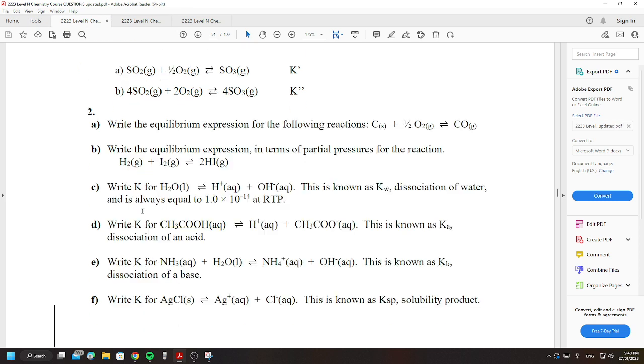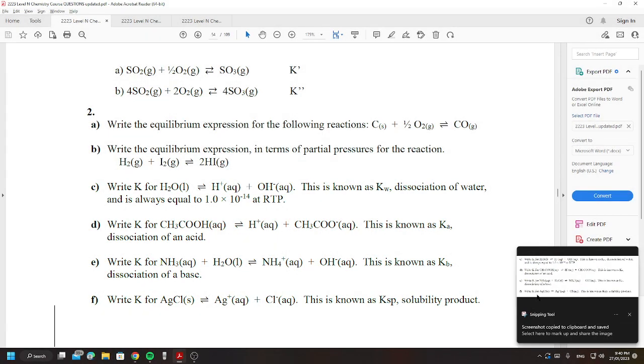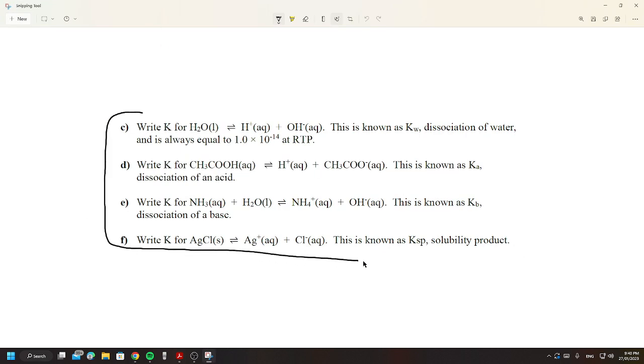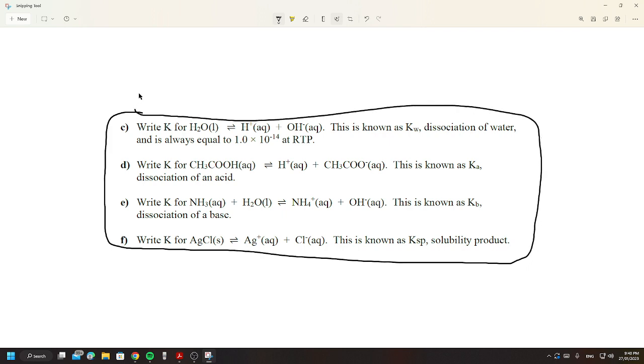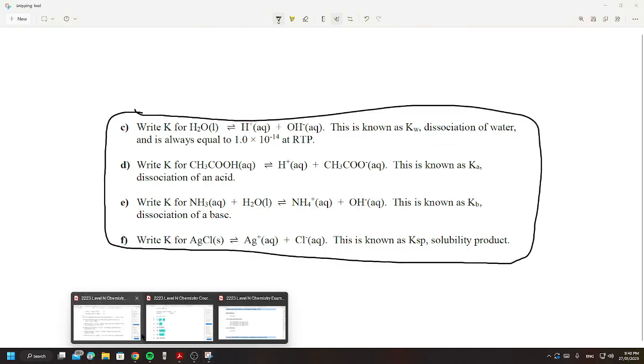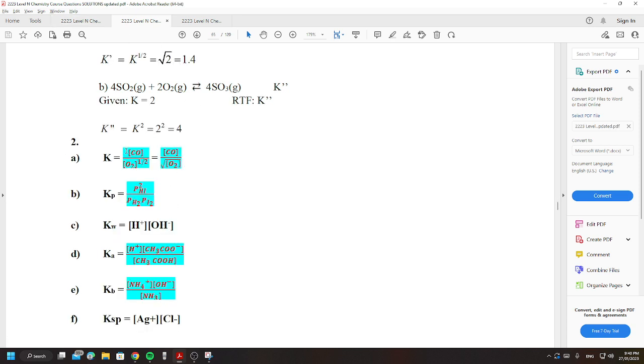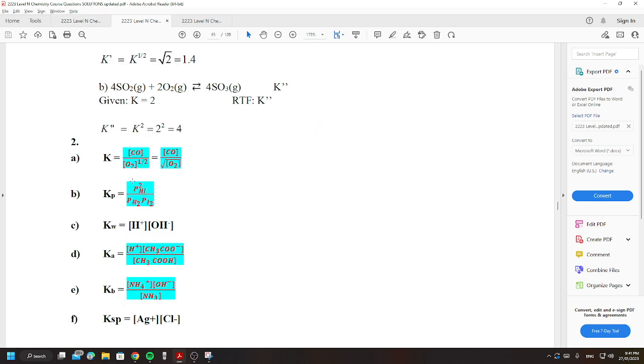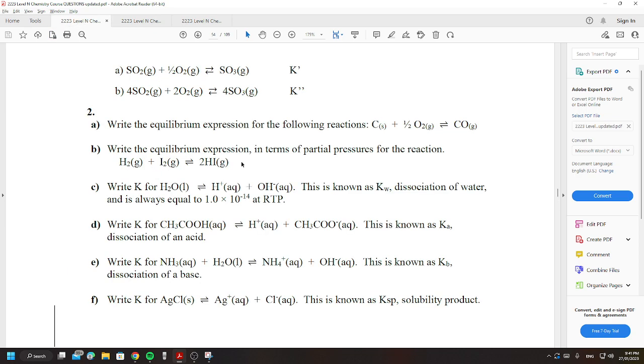Now, write Kw for H2O. I'm just going to screenshot all these and solve them at once because they're very easy. All of these you just write down. You see how in the previous one we didn't write down brackets since they asked for pressures? Everything that isn't in terms of pressures, we're going to include the brackets. If they're asking for pressures, don't include the brackets, right? P and then the chemical.